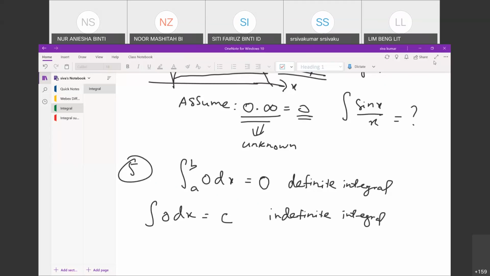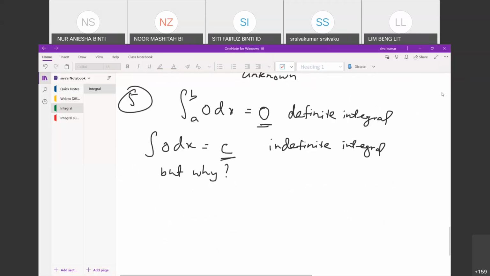Question here: why do we get 0 for the definite integral and C for the indefinite one? My question is why. Can you explain with the logic that I explained just now? B minus A. Yes, but please remember, B minus A is not 0, of course. But why does the indefinite one become a constant?